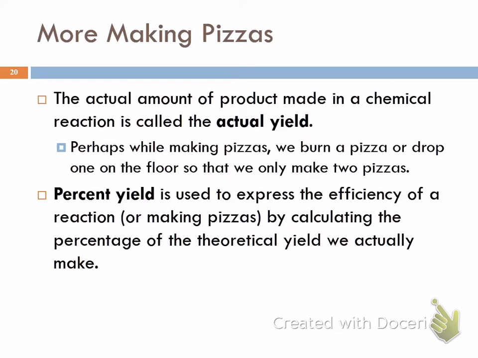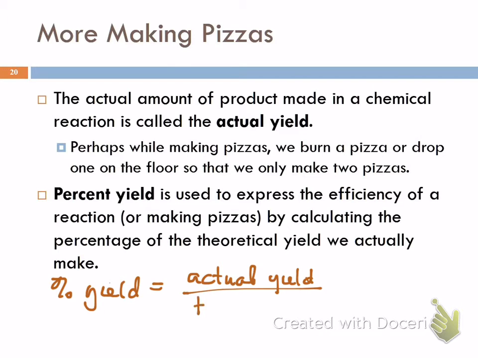And to express our efficiency, we use percent yield. Percent yield is just the actual over the theoretical. So percent yield equals the actual yield. And in a problem in the book or on an exam, we have to tell you what the actual yield is. It's divided by the theoretical yield.